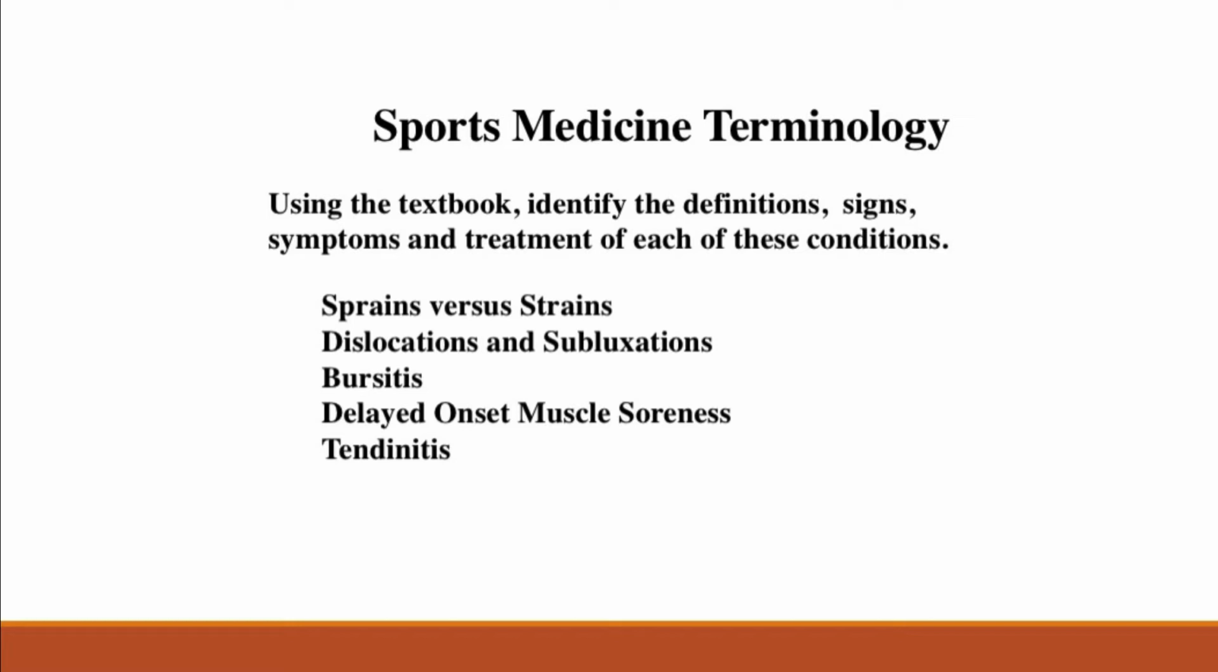Using the textbook, identify the definitions, signs and symptoms, and treatment of sprains, strains, dislocations, subluxations, bursitis, tendinitis, delayed onset muscle soreness, and atrophy. Anytime a word ends in itis, as in the case of bursitis or tendinitis, that simply means inflammation. So bursitis would refer to inflammation of the bursa, and tendinitis would refer to inflammation of the tendon.